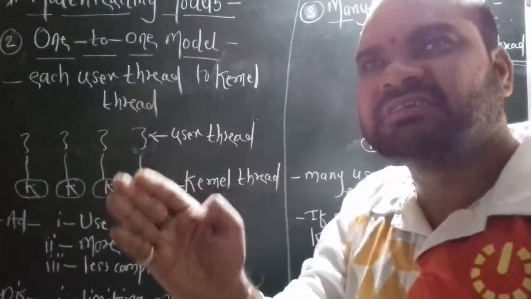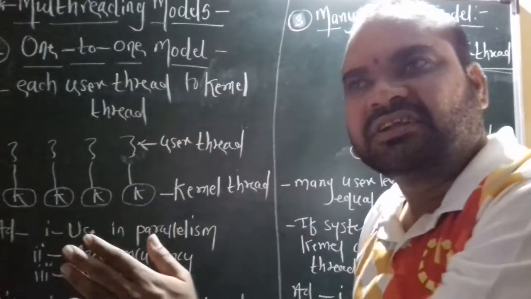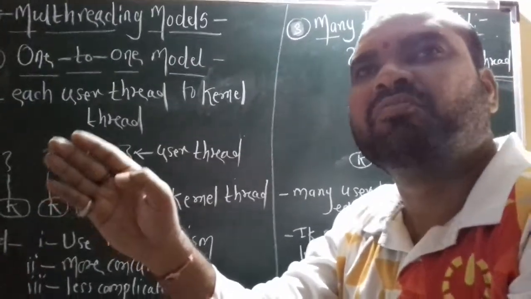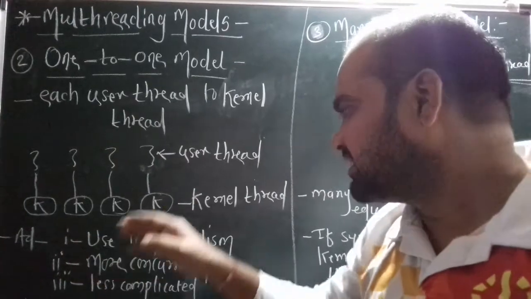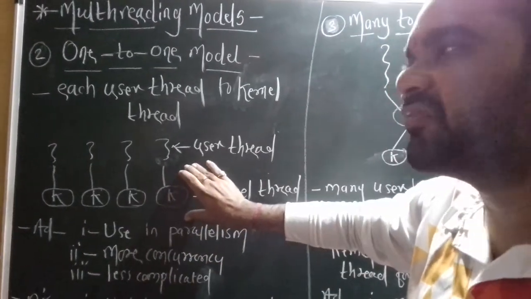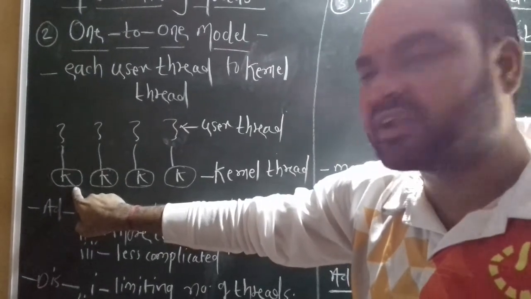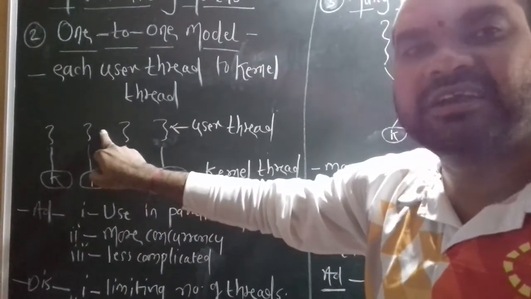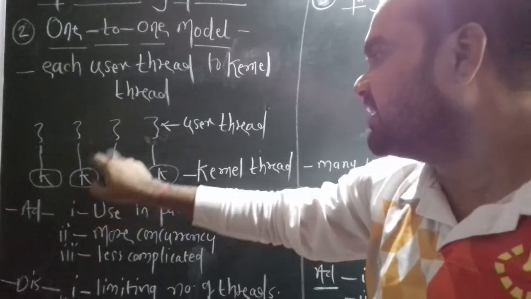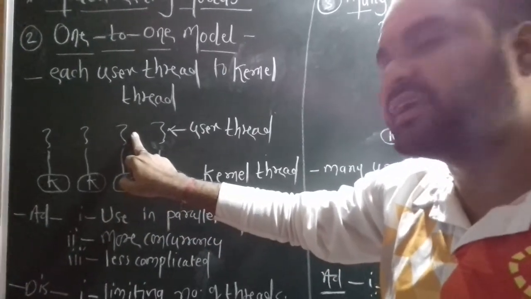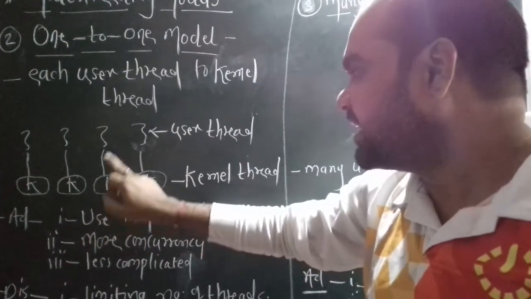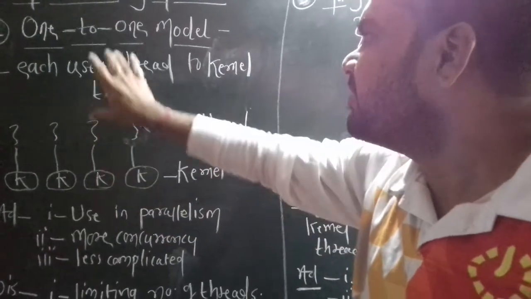One thread is combined with the first kernel thread, and the second user level thread is combined with the second kernel thread, like that. This is exactly the figure of a one-to-one model. The first user thread is connected to the first kernel thread, the second user thread to the second kernel thread, the third user thread to the third kernel thread, and so on. This is exactly a one-to-one model.